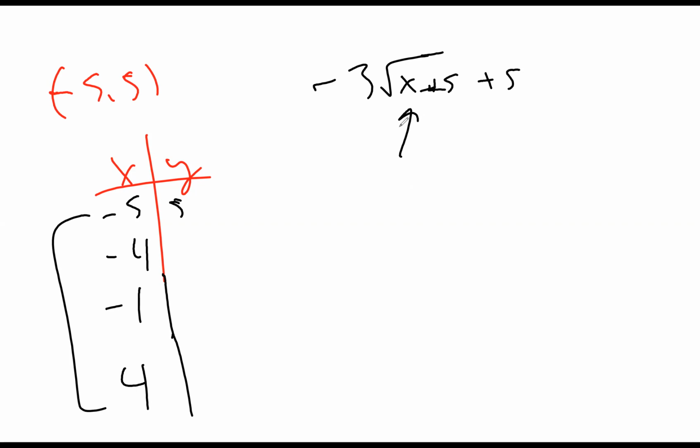If I choose negative 4, I'm going to get a positive 2. If I choose a negative 1, I'm going to get a negative 1. And if I choose a 4, I'm going to get a negative 4. And so what's going to happen is now I have to graph these guys, and then it'll be done.